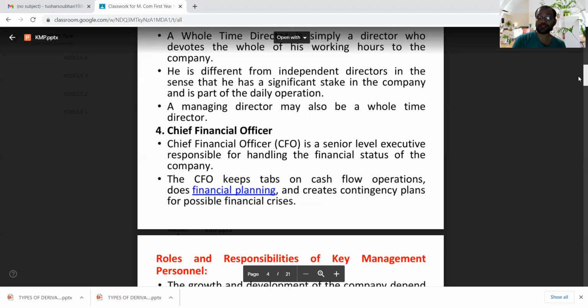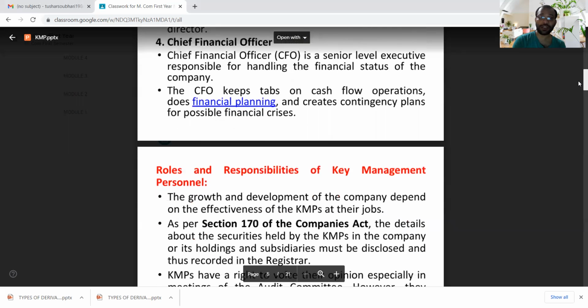Chief Financial Officer. He or she is a senior level executive responsible for handling the financial status of the company. He or she keeps tabs on cash flow operations, does financial planning, and creates contingency plans for possible financial crises.